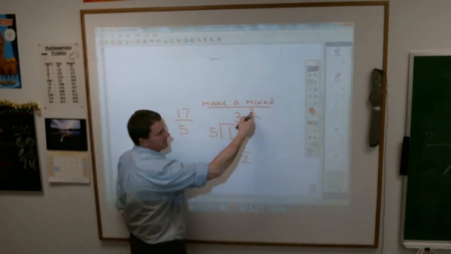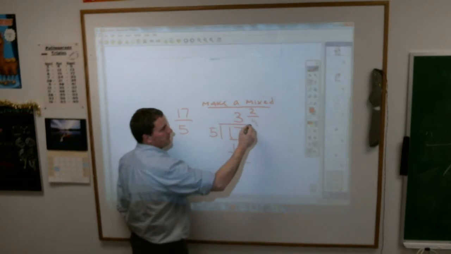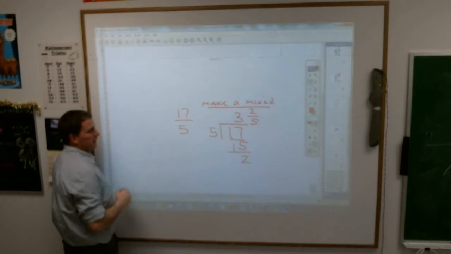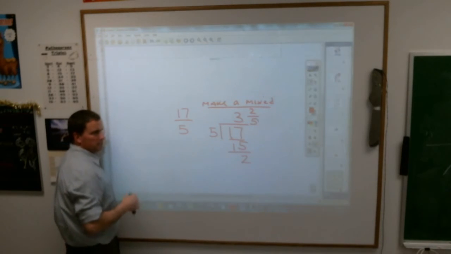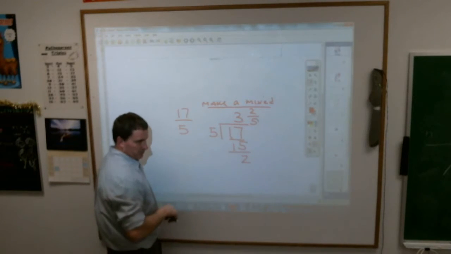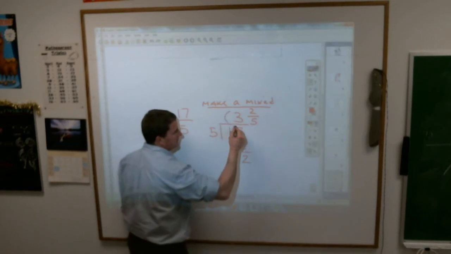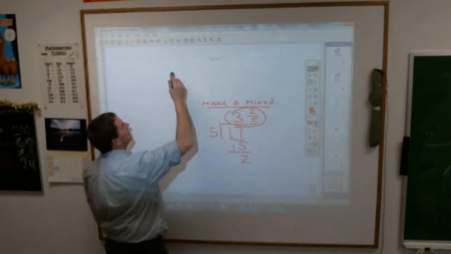You put it over the top of the fraction with the thing on the bottom that you were dividing by. Okay, and again, if you really wanted to draw the pictures, you could, but it's going to get kind of time consuming when you start to get to really, really big improper fractions. So 17/5 is the same as 3 2/5.